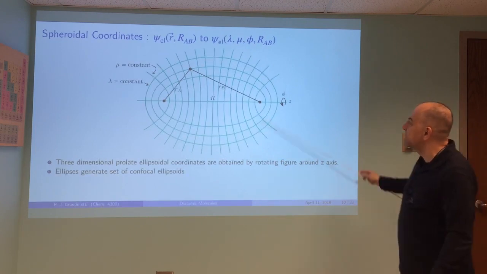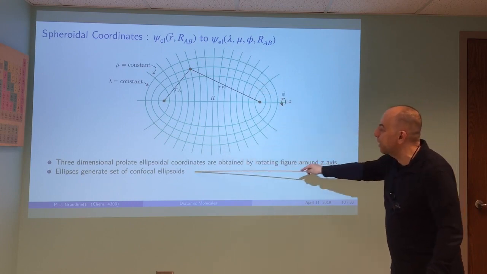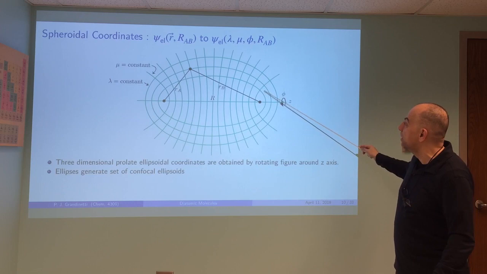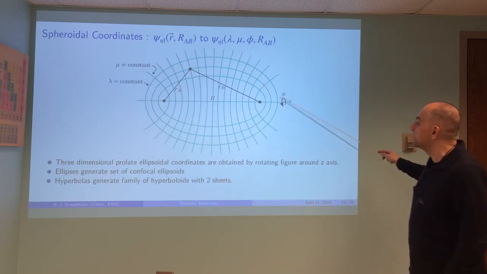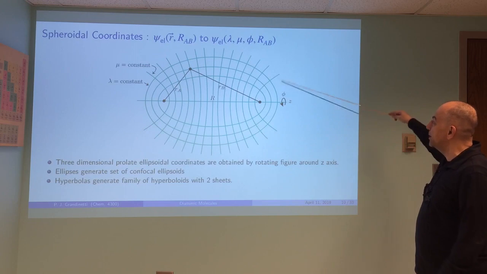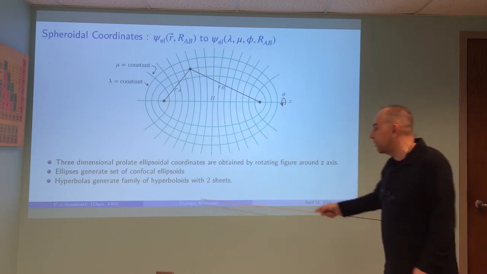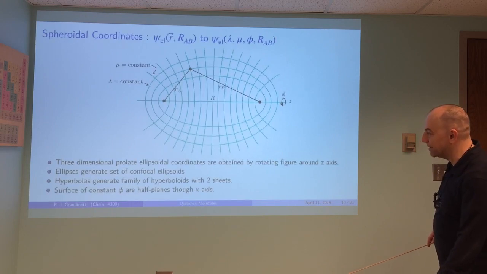So the ellipses then generate ellipsoids when you rotate them. That's what I call confocal ellipsoids, because all the ellipsoids share the same foci. And then the hyperbolas, as you rotate them in 3D, form a set of sheets, what I call a family of hyperboloids. And I hope I'm pronouncing these right.